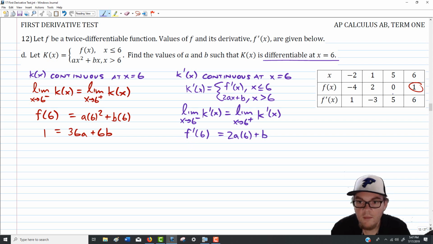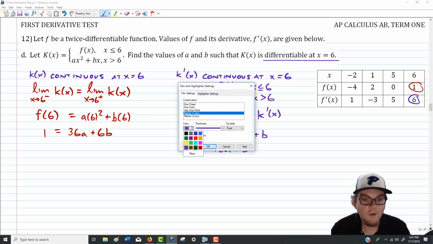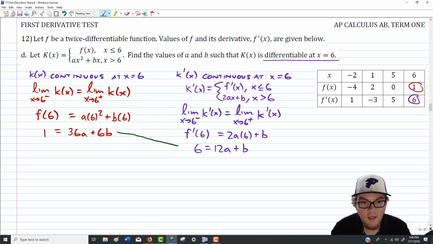In this case, if we clean this up a little bit, f prime of 6 is 6. So 6 equals 12a plus b. So now we have two different equations, each with two unknowns, and that is a recipe for solvability, assuming that there is a solution. So what I'm going to do is bring these two equations together: 1 equals 36a plus 6b, and 6 equals 12a plus b.